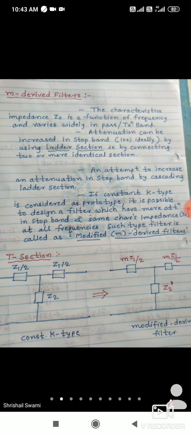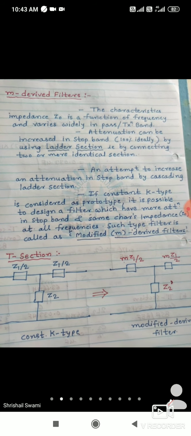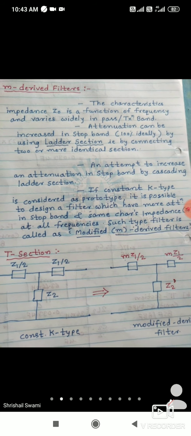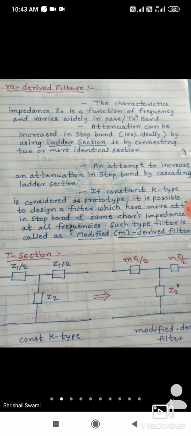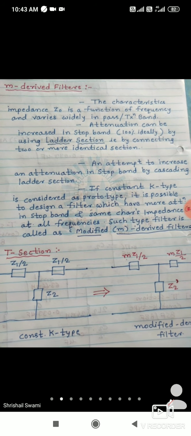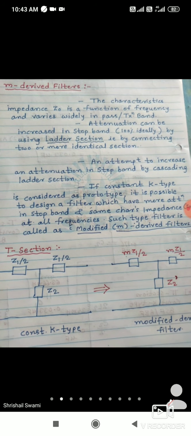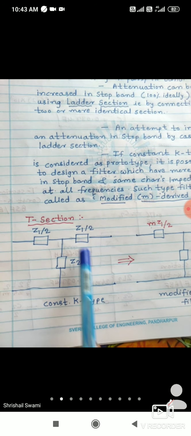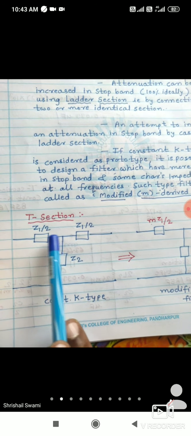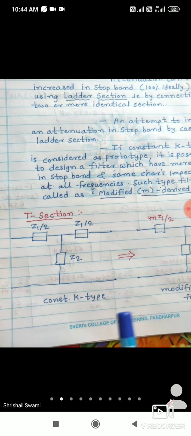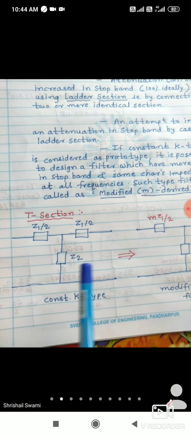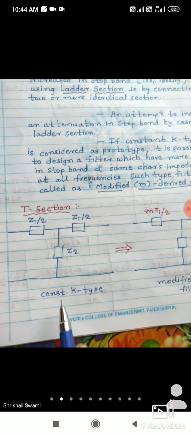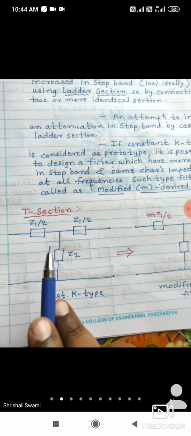So first, before starting the M derived low pass filter and M derived high pass filter, what will be the modification in the T section as well as the pi section? We will consider the prototype as a T section filter and pi section filter. So the original T section will be like this. Z1 by 2 acts as a series arm element, whereas Z2 is the shunt arm element. So this is called the constant K type T section.